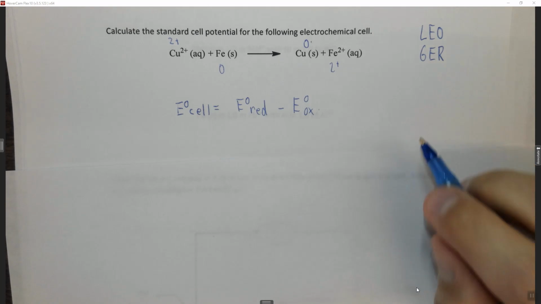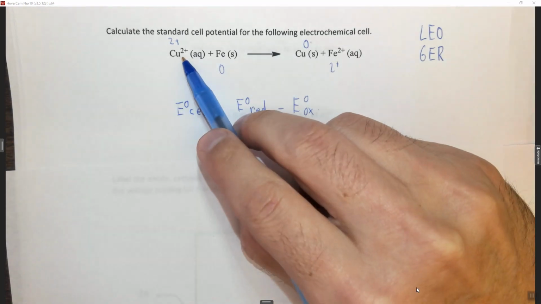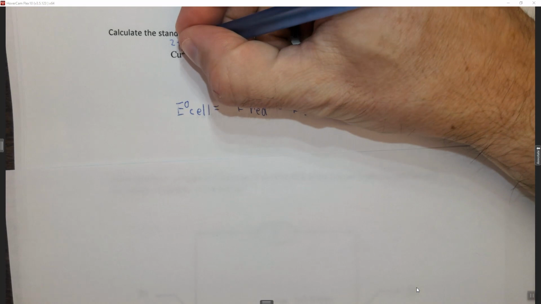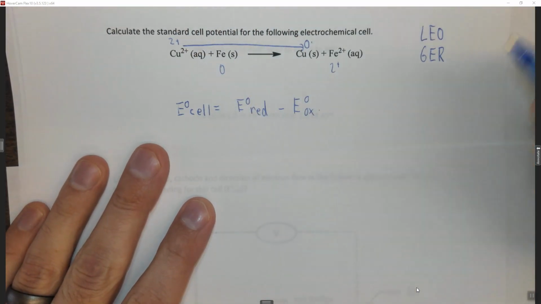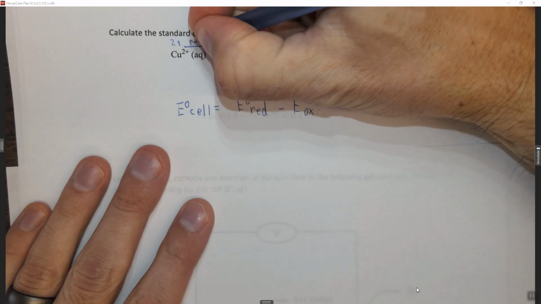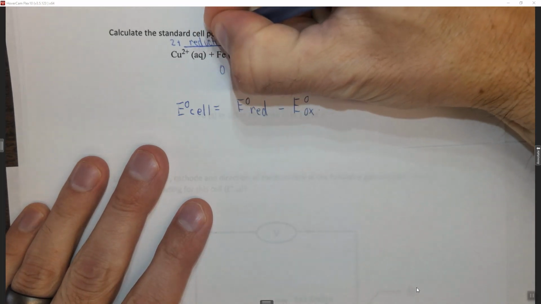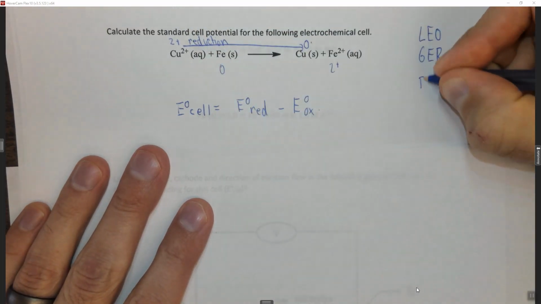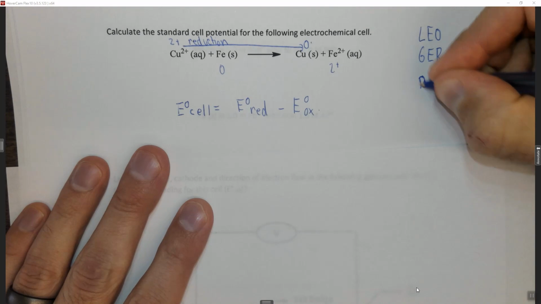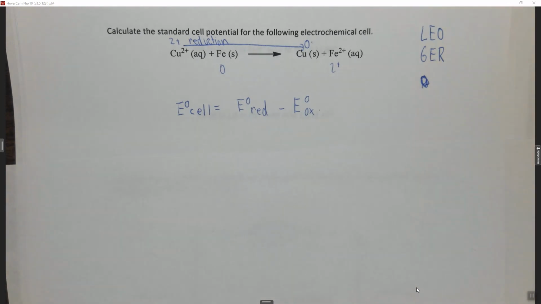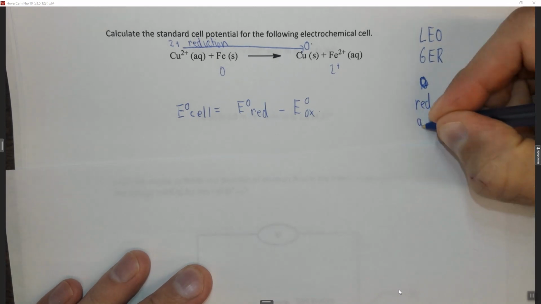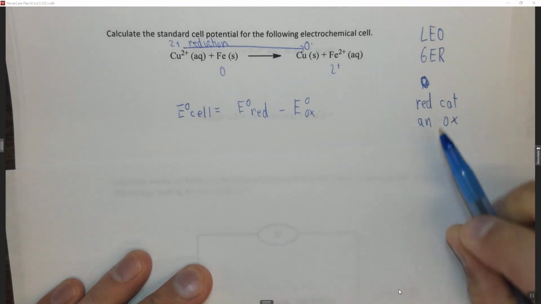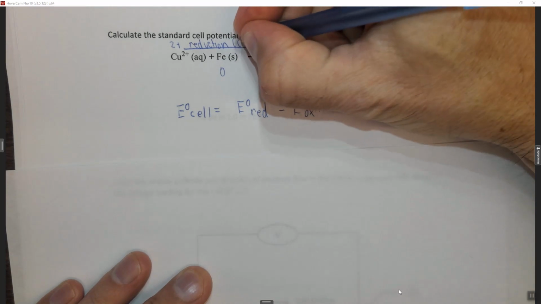So in this case, we have copper going from 2+ to 0. So is that a gain of electrons or a loss of electrons? That's gaining electrons, so this is reduction. And you can also remember the mnemonic for the electrodes, which is red cat and ox. So reduction is occurring at the cathode.